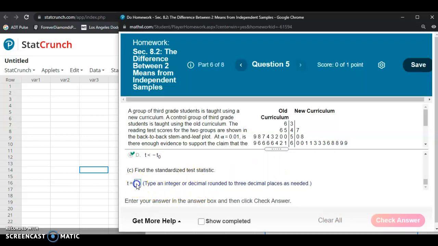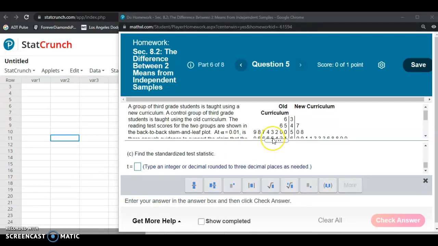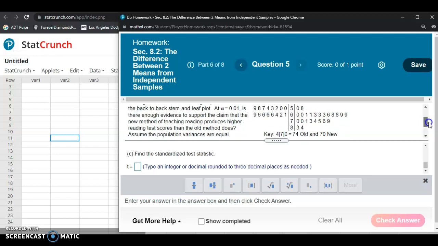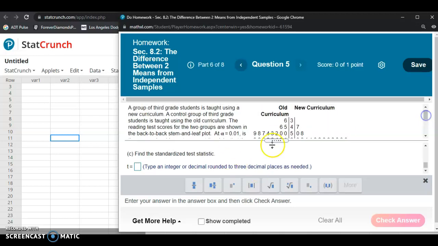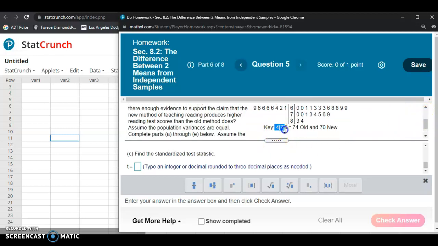Now it's asking us to find the standardized test statistic. To calculate the test statistic, we either need a summary of the data, or the actual data values. The problem does not provide us a summary of our data. It doesn't give us the sample size, the sample mean, or the sample standard deviation of the two data sets. But what it does give us is a back-to-back stem and leaf plot of our two data sets, the students using the old curriculum on the left, and the students using the new curriculum on the right. It tells you here how to read the stem and leaf plot.